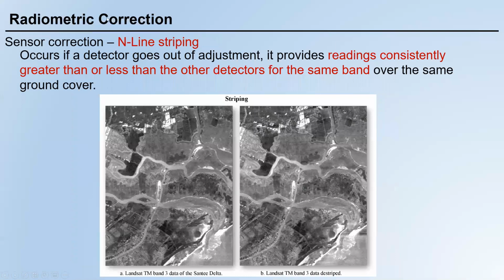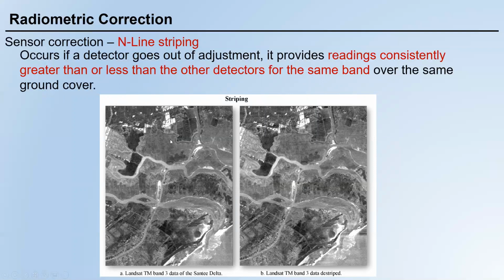The next type of error from sensors is called line striping. It occurs if a detector goes out of adjustment. It provides readings consistently greater than or less than the other detectors for the same band over the same ground cover. So here is an example.